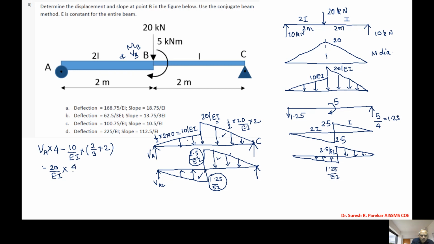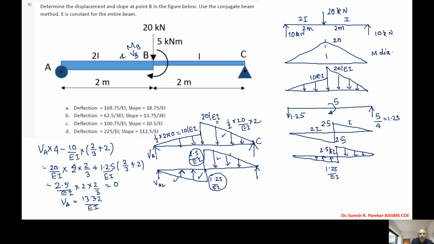So this will be 2 into 2 by 3. Then, due to these upward arrows, we have plus 1.25, and the same as 10 upon EI into 2 by 3, plus 2. And then due to 2.5 we have minus 2.5 EI into, this will be the same as 20, that is 2 into 2 by 3, and that is equal to 0. And if you calculate this, then you will get the value of VA, and that value we will get as 13.32 upon EI.